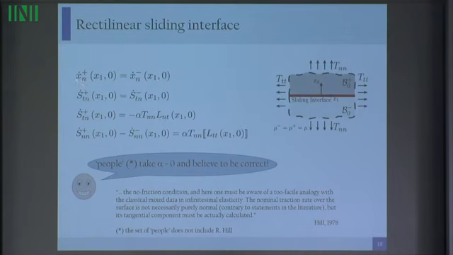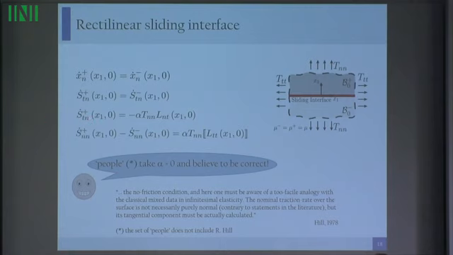So the first condition is the continuity of the normal component of the incremental displacement, 100% standard. The second condition is the equality of the two incremental shear components. Again, the second condition is completely standard. What is not standard are the other two conditions.